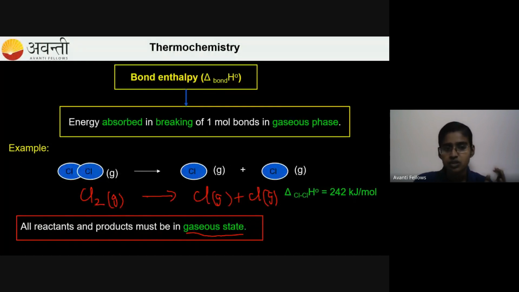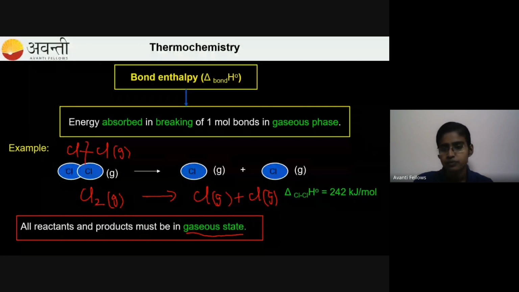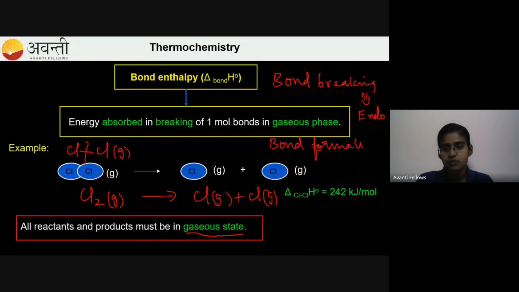So this is a chlorine molecule. I have to break this bond and this molecule should be in gaseous phase. If I break this bond, it will be broken down. And here also, bond breaking is always endothermic only. Bond formation will always be an exothermic process and bond breaking will always be an endothermic process. So that's why here it is plus 242 kilojoule per mole.